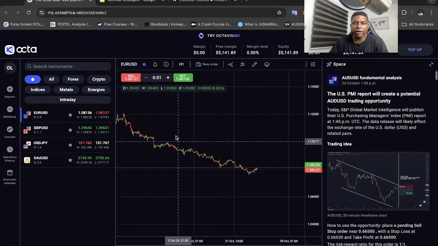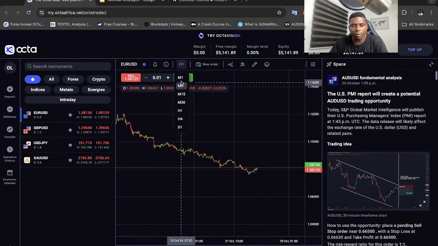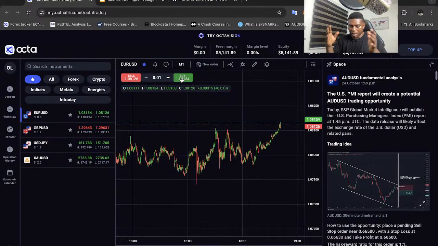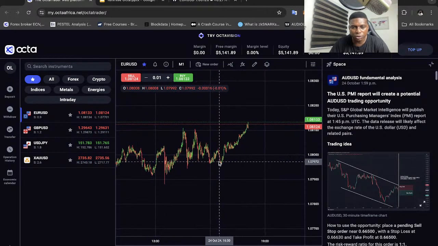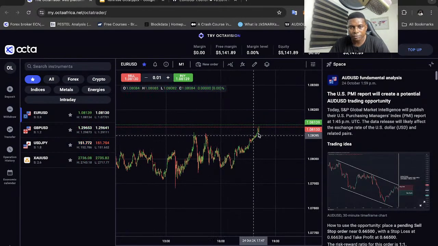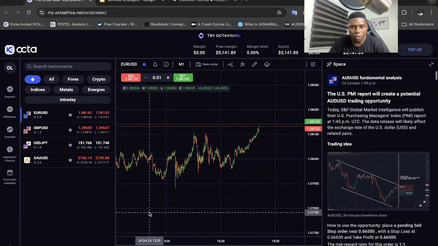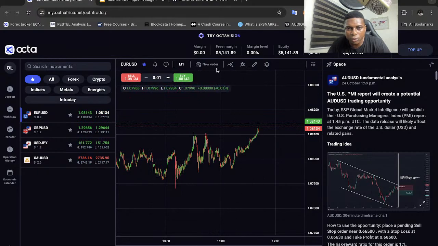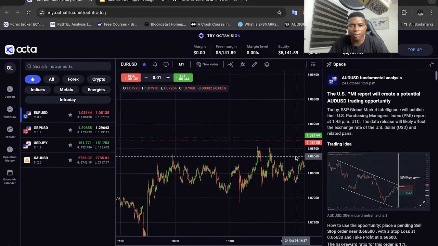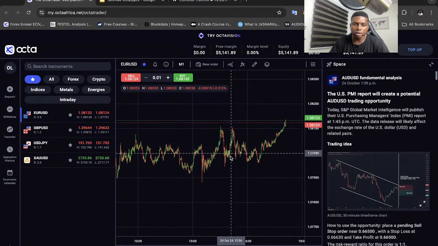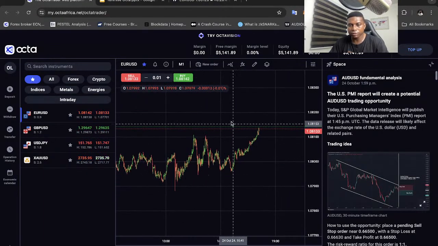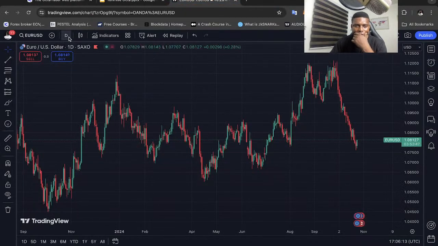Here on our EURUSD, let's start from the monthly time frame, because we are doing a top-down approach. This is very important for us, to start from the higher time frame. Now, one important thing we need to understand when looking at the EURUSD from a higher time frame like this.